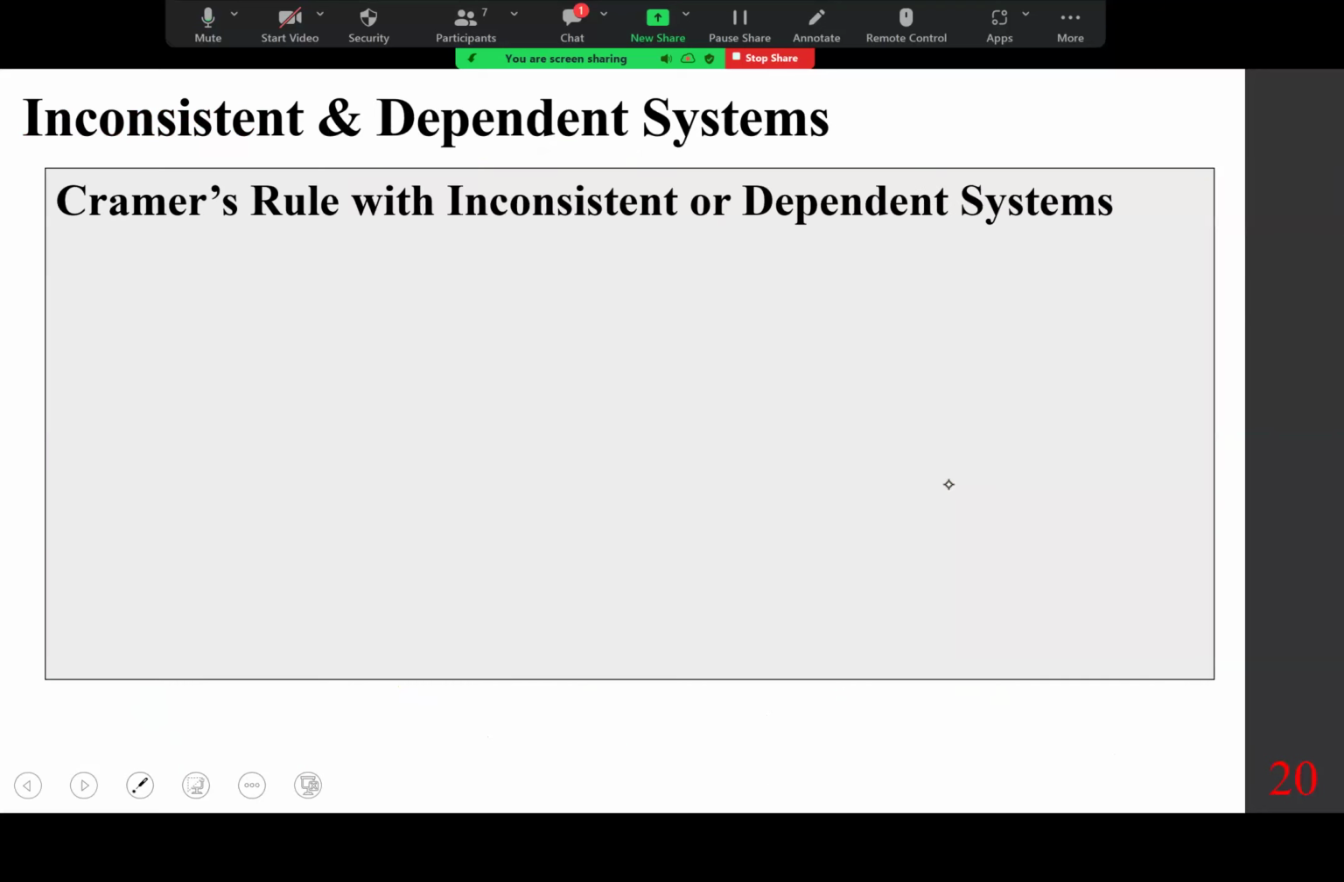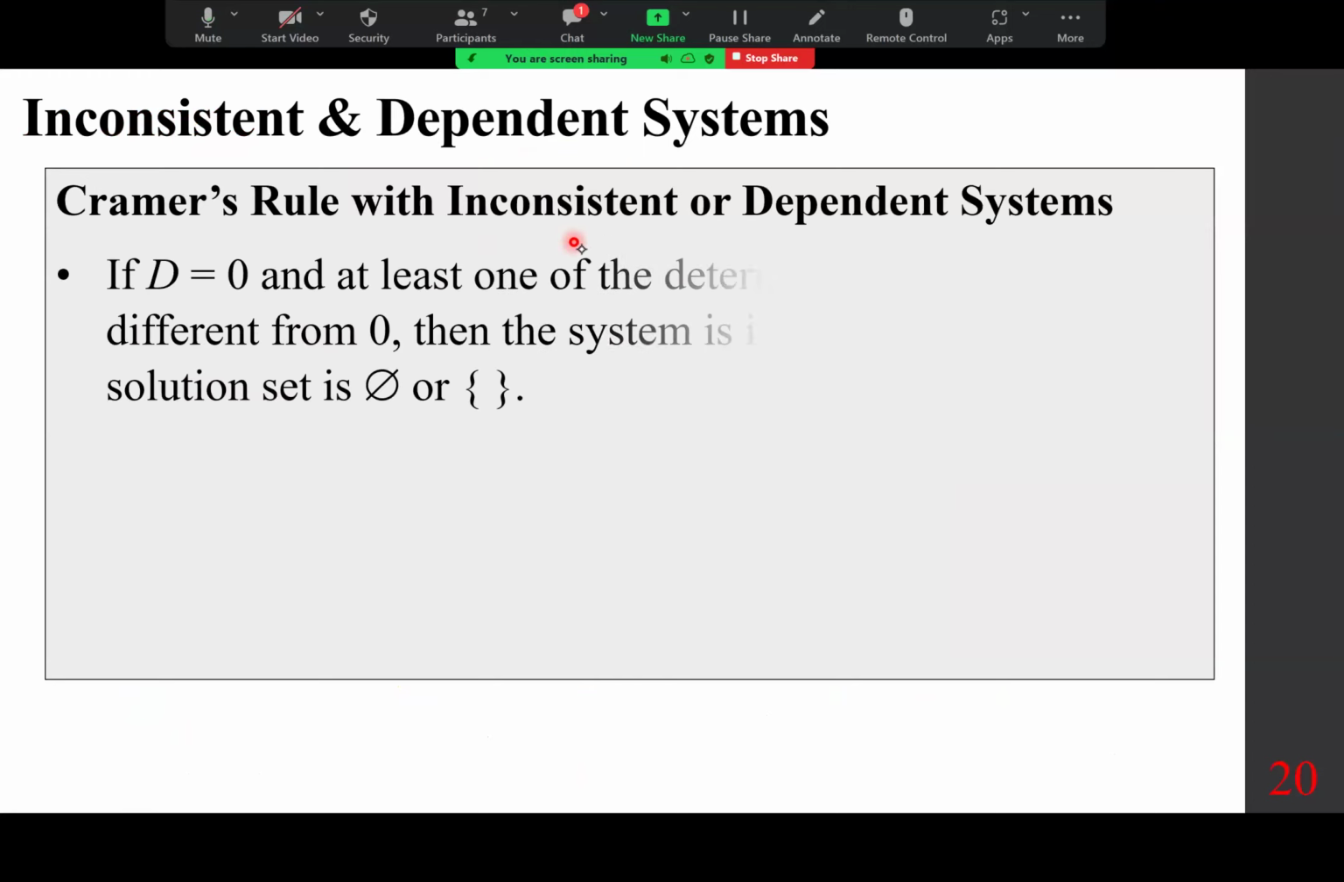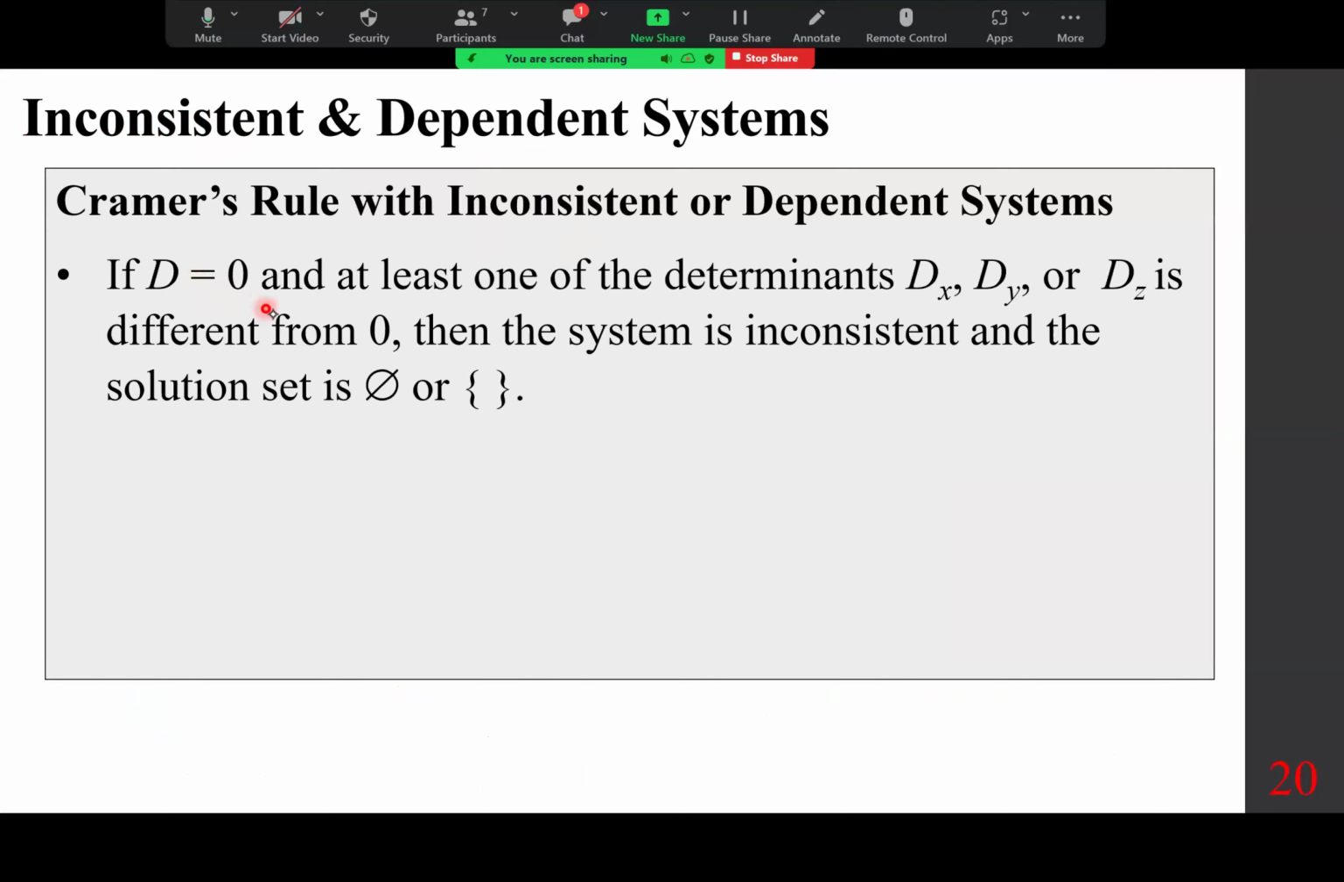All right, inconsistent and dependent systems. Cramer's rule with inconsistent or dependent systems. If d is 0, the determinant of the coefficient matrix is 0, and at least one of the determinants, d sub x, d sub y, or d sub z, is different from 0, is non-zero, then the system is inconsistent and the solution set is an empty set. This is phi, which represents an empty set, or you use braces with nothing in it.